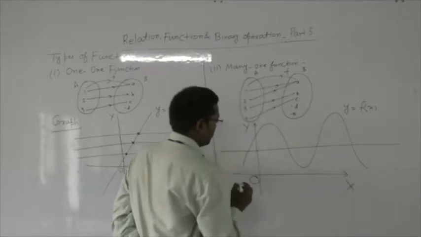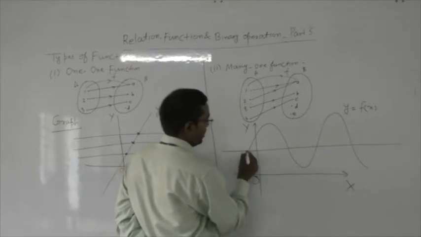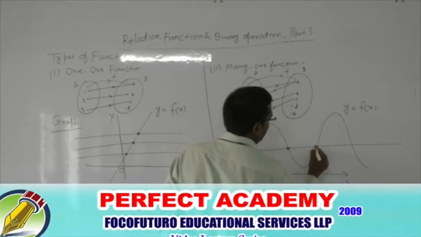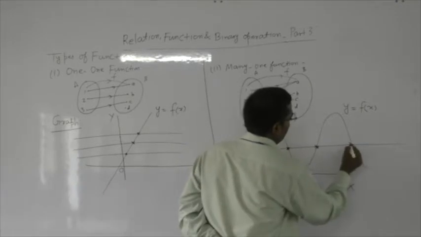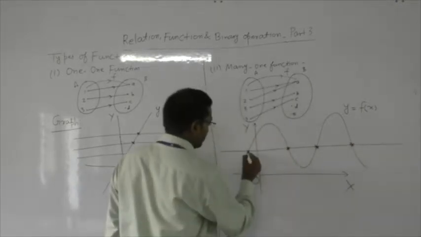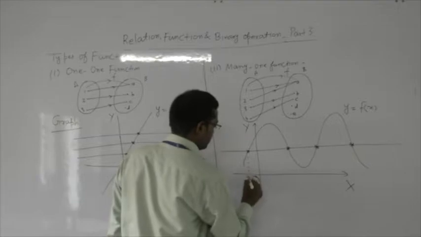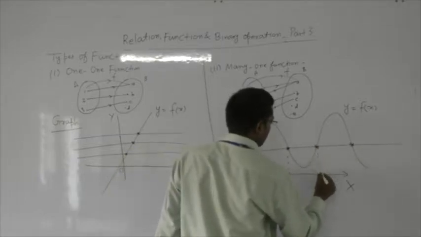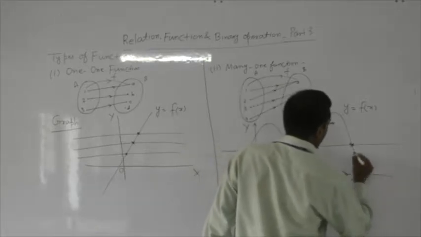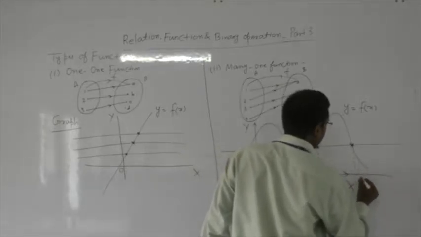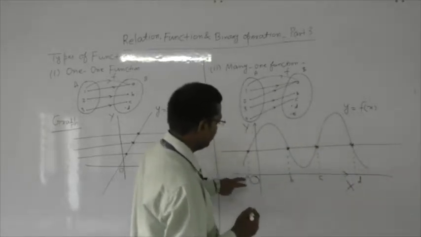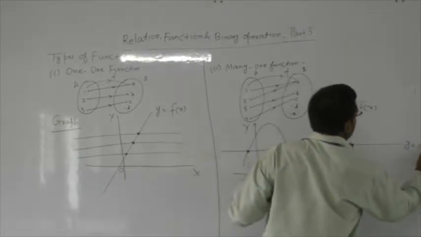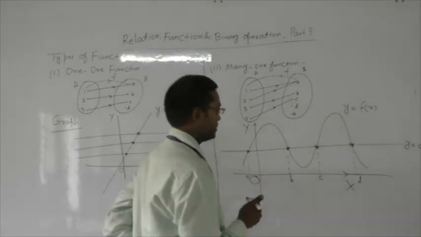This is a horizontal line. Now see, if this horizontal line is cutting the graph at four points, what does it mean? Suppose these points are A, B, C, and D. This line is y equals C because it is parallel to the x-axis.